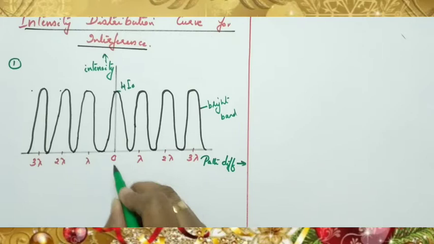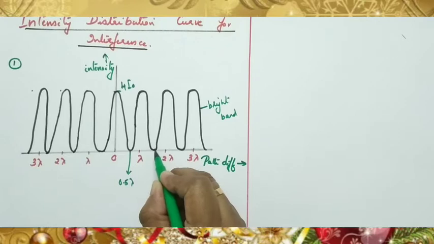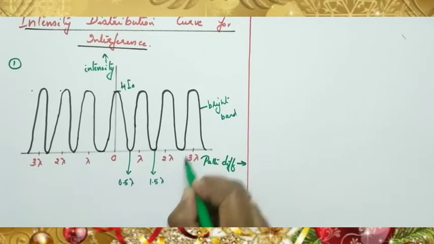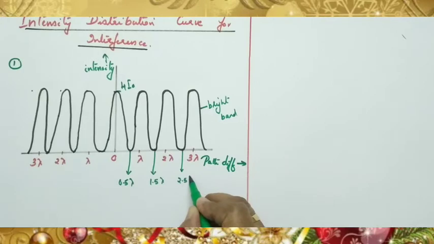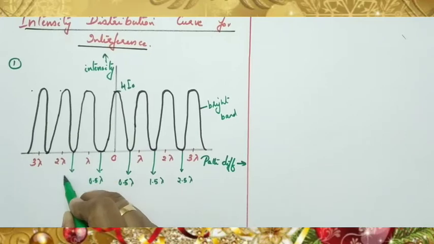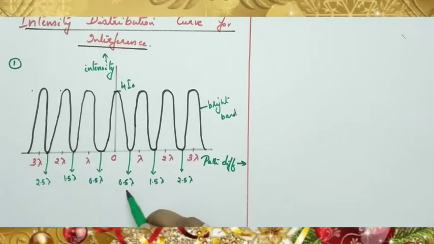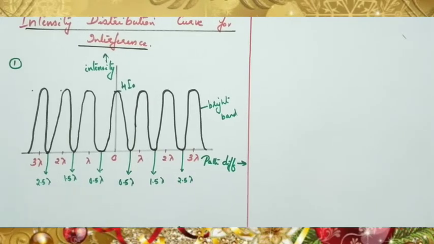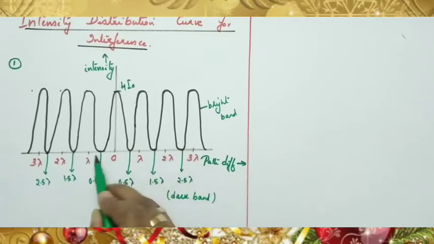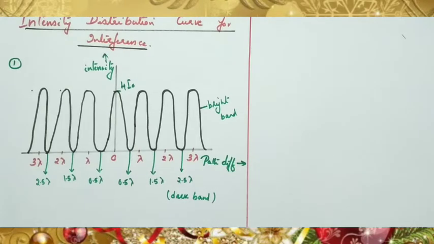And what is there between 0 and λ? This is 0.5λ. Here it is 1.5λ. This is 2.5λ, etc. And here also 0.5λ on the other side, this represents 1.5λ and this represents 2.5λ, etc. So at 0.5λ, 1.5λ, 2.5λ, etc., what bands are formed? Dark bands are formed. What is its intensity? Intensity is equal to 0. So this is the variation of intensity with path difference for bright bands as well as dark bands.